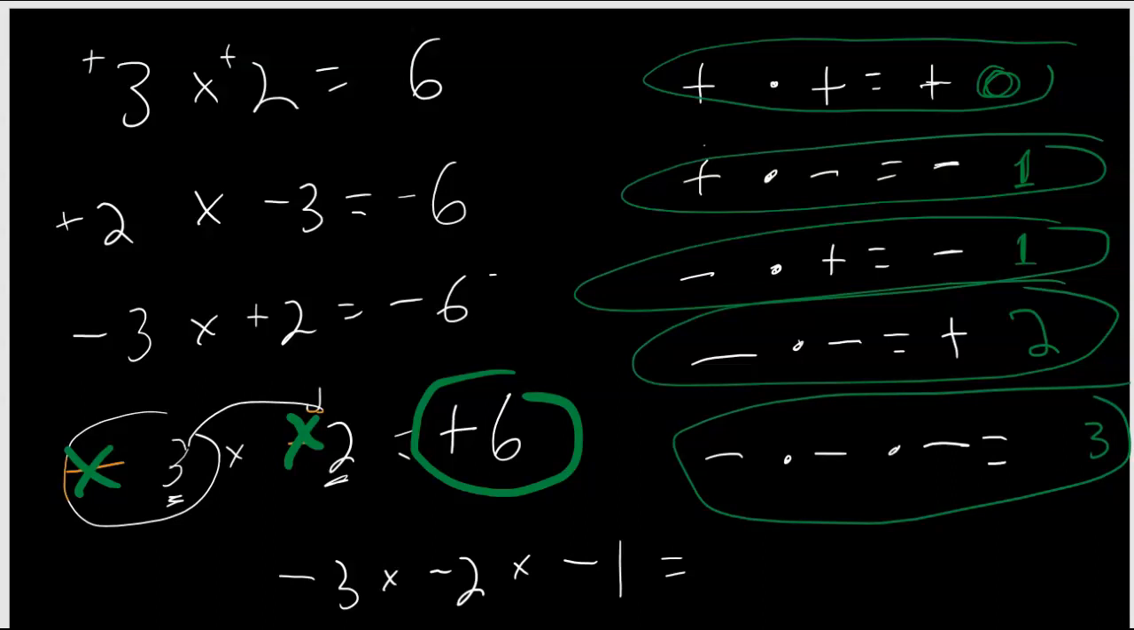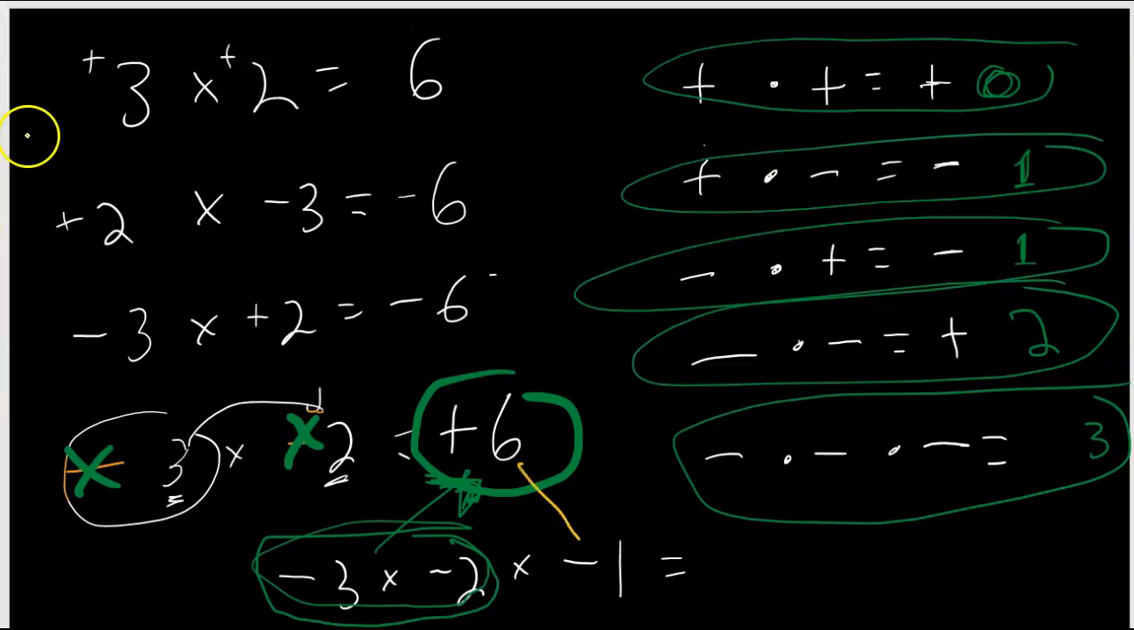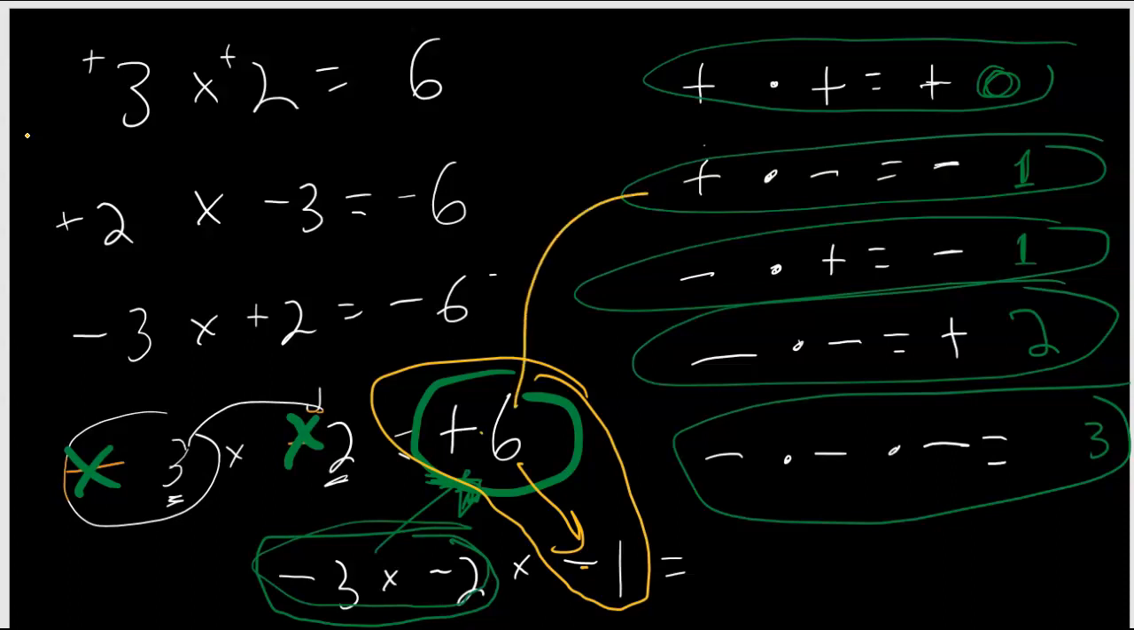So when we just did negative 3 times negative 2, we got a positive 6. So we're really taking this positive 6 and multiplying it by negative 1. And we already know a positive times a negative, using this rule right here, gives a negative. So this is going to be negative.